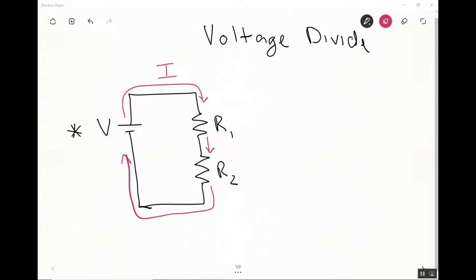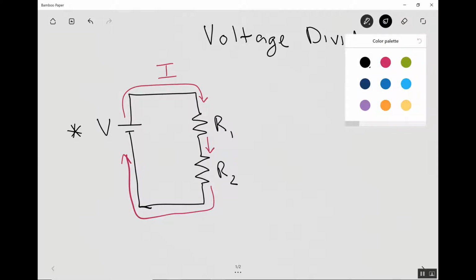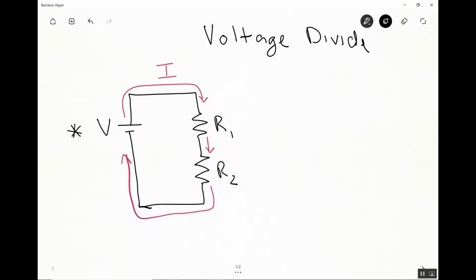One of the principles that was presented in the written lesson for this week is that when you have an arrangement like this, the voltage that's used by resistor 1 plus the voltage used by resistor 2 equals the total voltage. That's the essence of the voltage divider circuit. We can write that like this: the total voltage being supplied to the circuit equals the voltage drop across resistor 1 plus the voltage drop across resistor 2. Just like that.